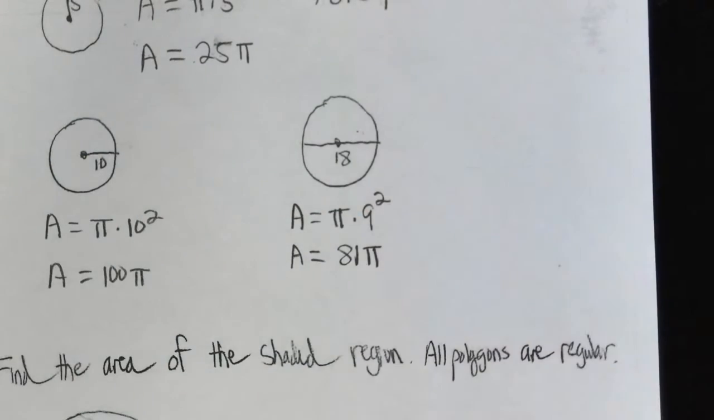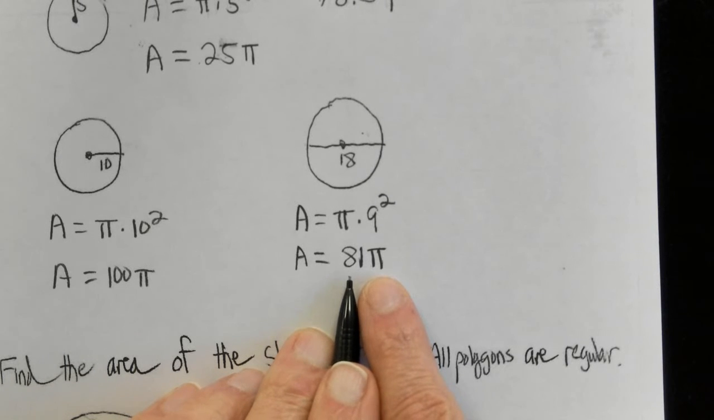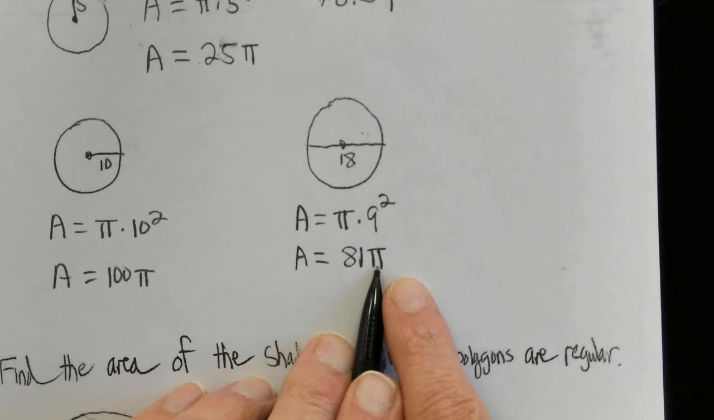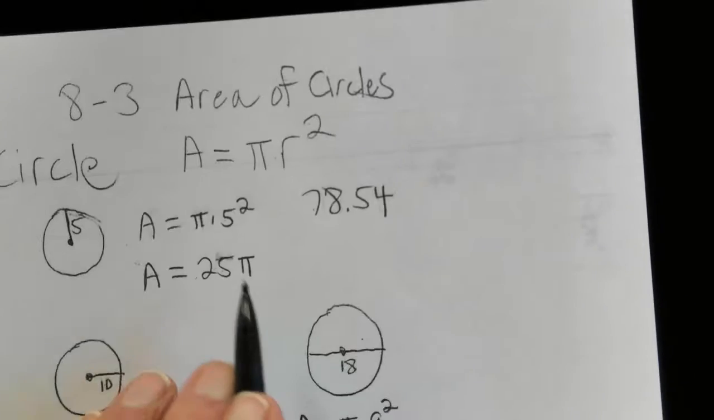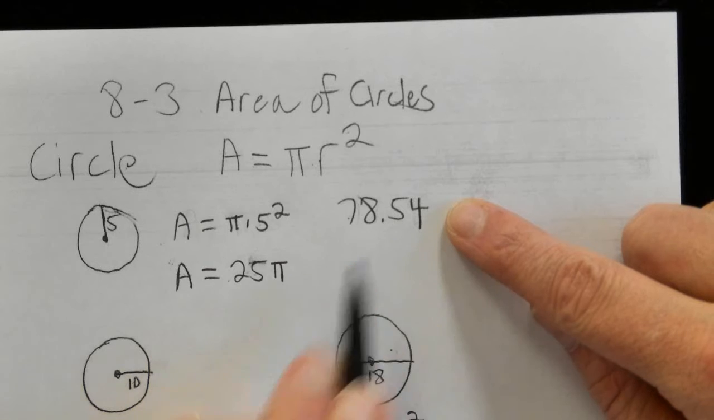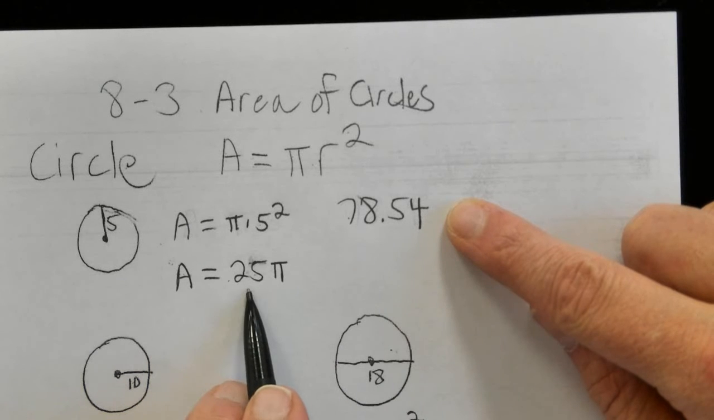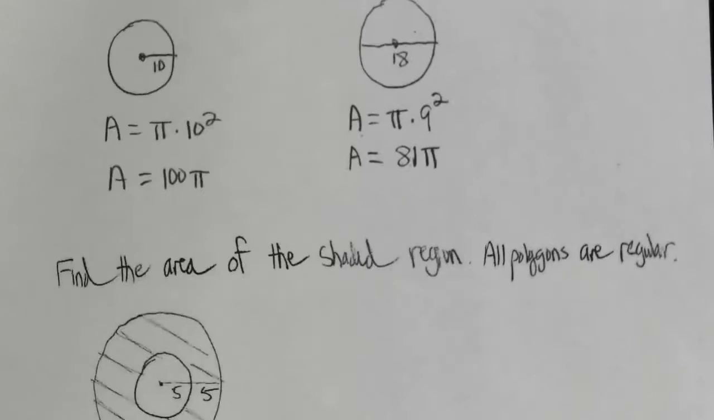Okay, so here's one thing too that I want you to make sure you understand. 81 pi and 81 are not the same thing. 81 pi is a little more than 3 times as big as 81. Okay, so you can kind of see that in this example right here. 25 pi is 78.54. So just remember 25 and 25 pi is not the same thing. Keep that in mind. All right.